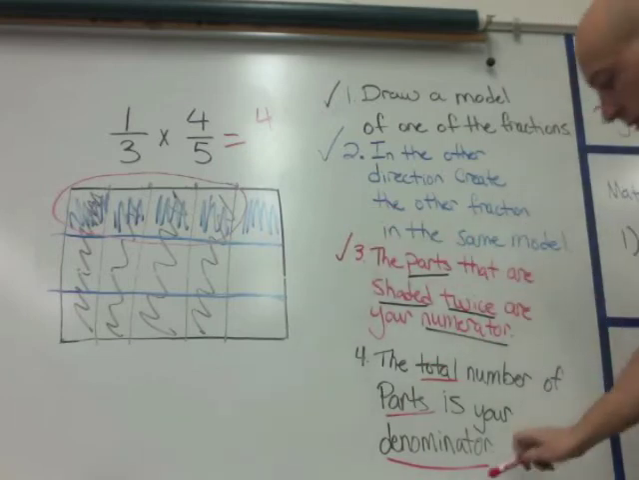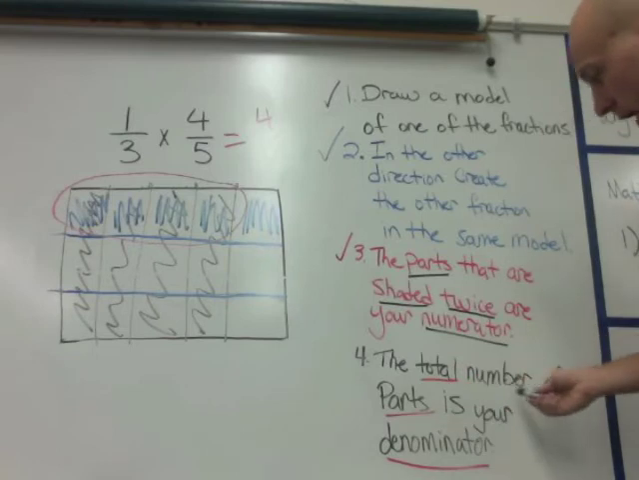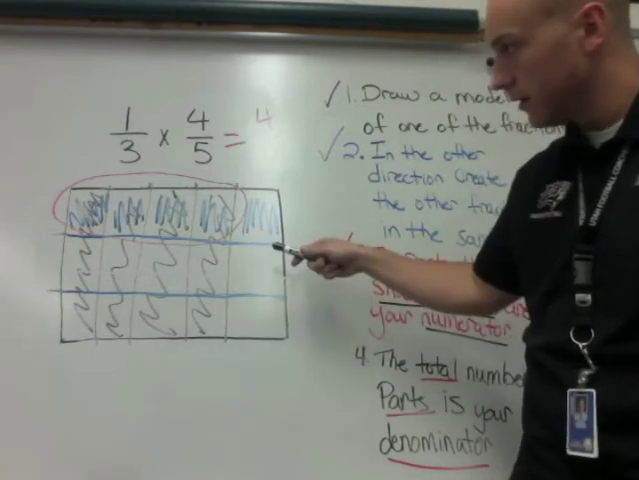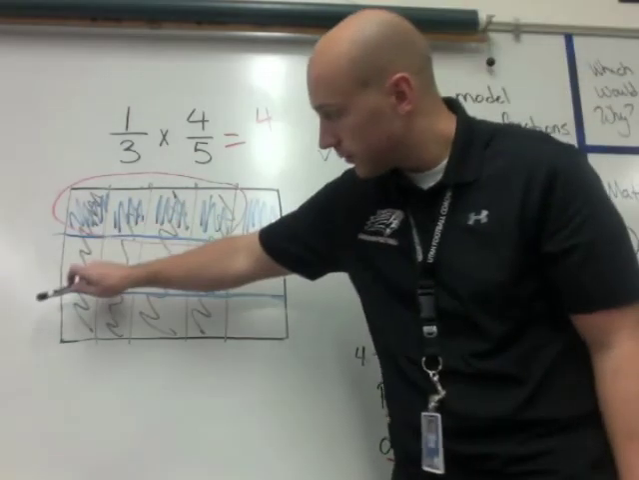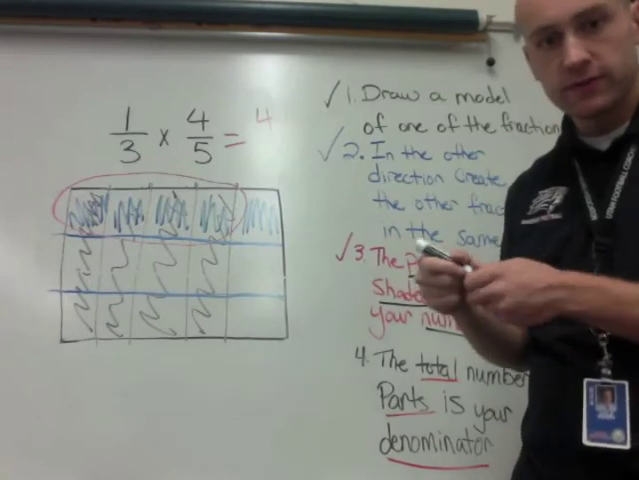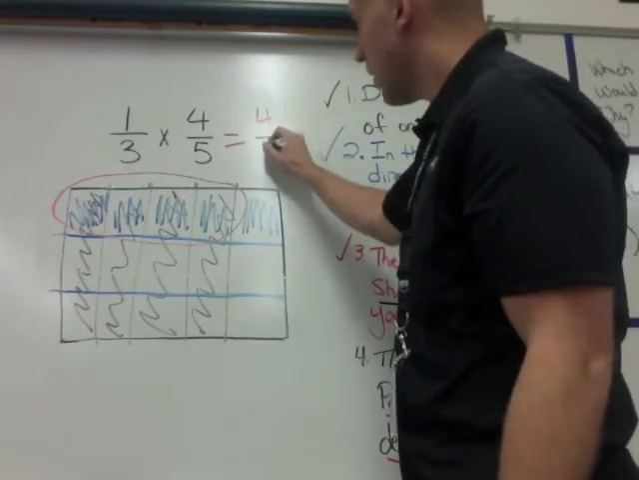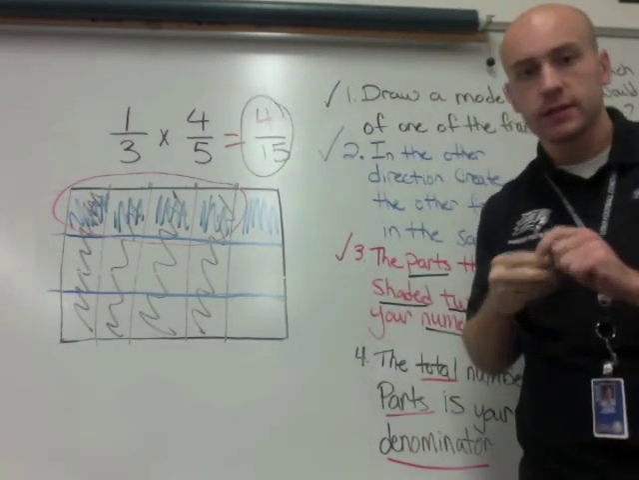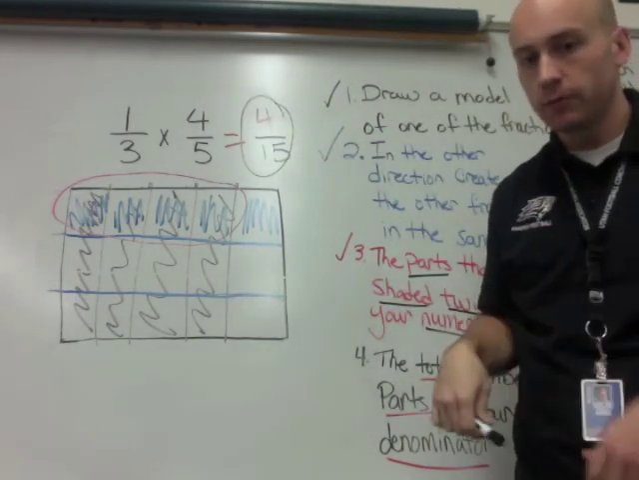Okay, step number 4. The total number of parts is your denominator. So how many parts do we have right here? We have 15, right? We have 3 rows and 5 columns. So 5 times 3 is 15. So our answer is 4/15, and you cannot simplify that anymore.